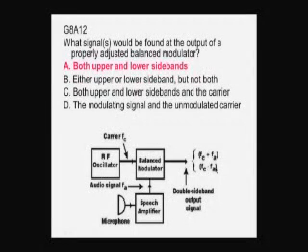In this case, where we are using the balanced modulator in a single sideband transmitter, what we're going to have are both the upper and the lower sidebands. We're going to have the carrier plus the audio frequency, and we're going to have the carrier minus the audio frequency, or the upper sideband and the lower sideband. So we're going to have a double sideband output signal.